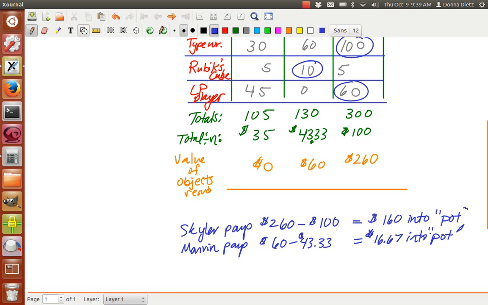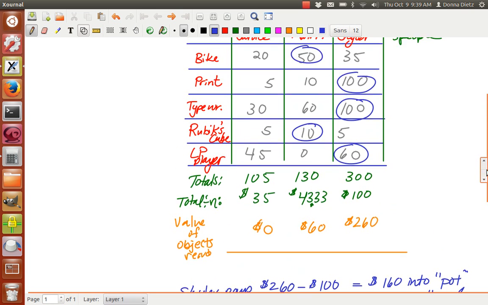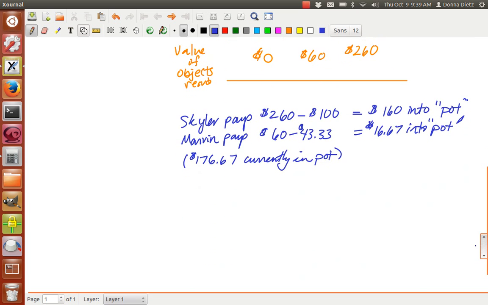Okay, and then what happens is there's currently 76.67 currently in the pot. So all the people who paid have paid, but now guess what? We owe Janice $35. Janice is owed $35 from the pot.